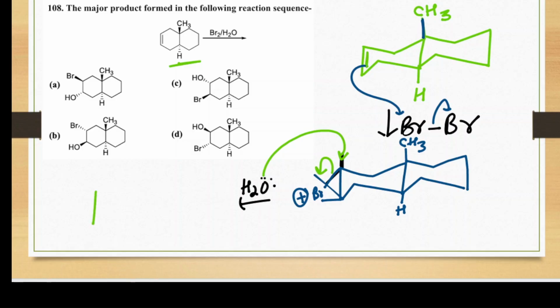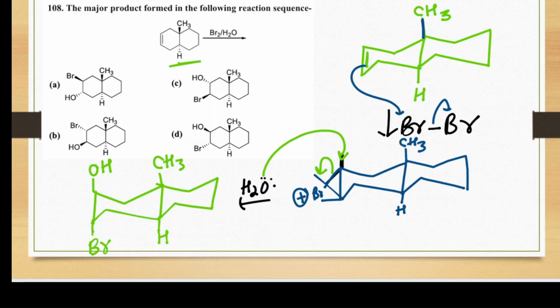So we will be getting this particular species, because axial attack of the nucleophile is what we generally observe. So this is the methyl group, and this is the hydrogen. Here the OH group will be coming from the above direction, and Br will be shifting in the downward direction. So this is the molecule we are getting.